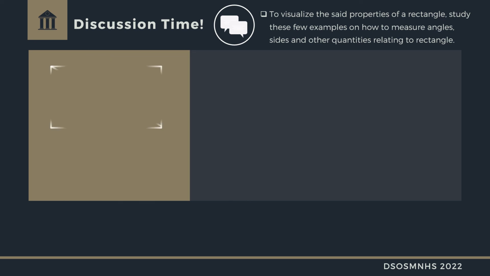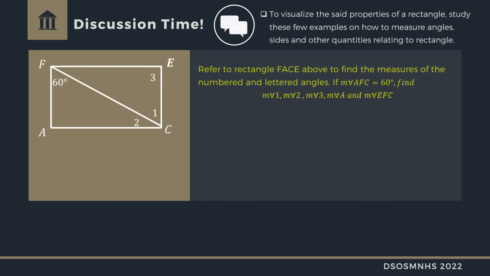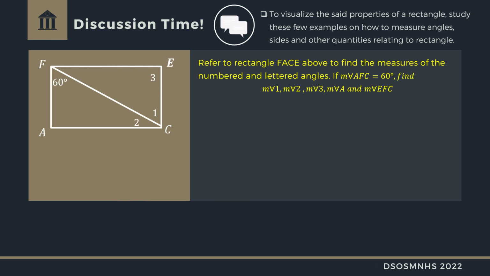Another example of the rectangle to illustrate its properties is this one. We have rectangle FACE. Refer to rectangle FACE above or on the left side to find the measures of the numbered and lettered angles. The numbered angles are angle 1, 2, and 3, then the lettered angles are the following. If the measure of angle AFC is 60 degrees, find the measure of angle 1, angle 2, angle 3, angle A, and angle EFC.